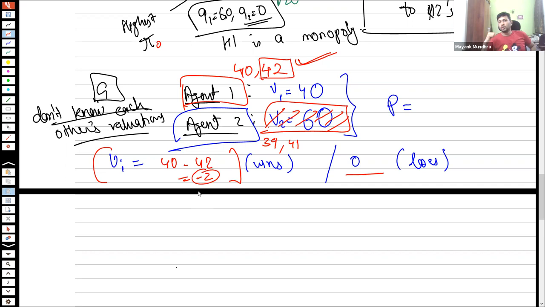So this guy stops when the bidding goes above his valuation. So the final price is going to be 40 or 41, depending on who bids 40 rupees first. If agent 2 bids 40 first, it will stop at 40. If agent 1 bids 40 first, it will go to 41 and then it will stop. We don't confuse this. We always say that the final bid value is going to be 40.